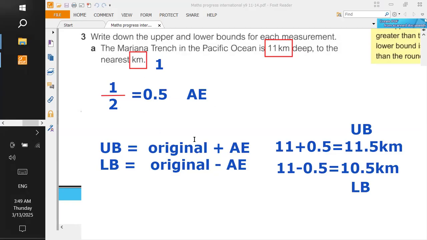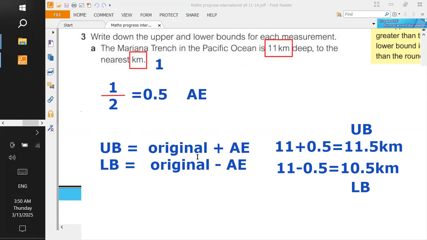So focus on this. The word after nearest. If it's a number, you can use the number. If it's a unit, you use one. Now, here, this is the original, and this is the number that helps you to find the absolute error. First thing, you make sure that they have the same units, and then take this number, divide it by 2 to find the absolute error. Now, add the absolute error to the original, you'll get the upper bound. Subtract it from the original, you'll get the lower bound, and this is how you answer a question like this.